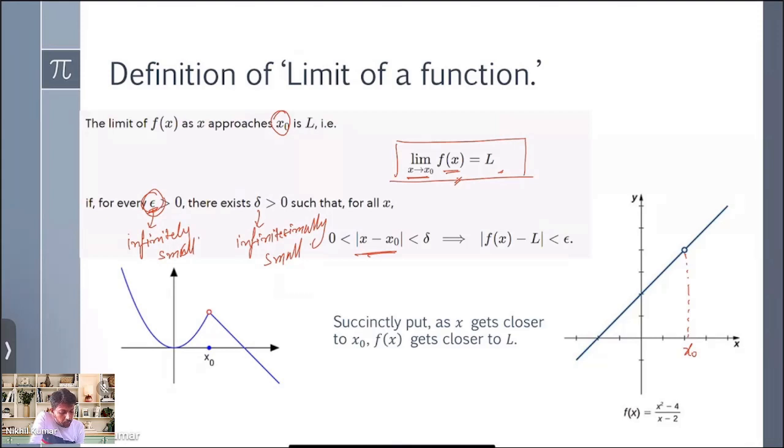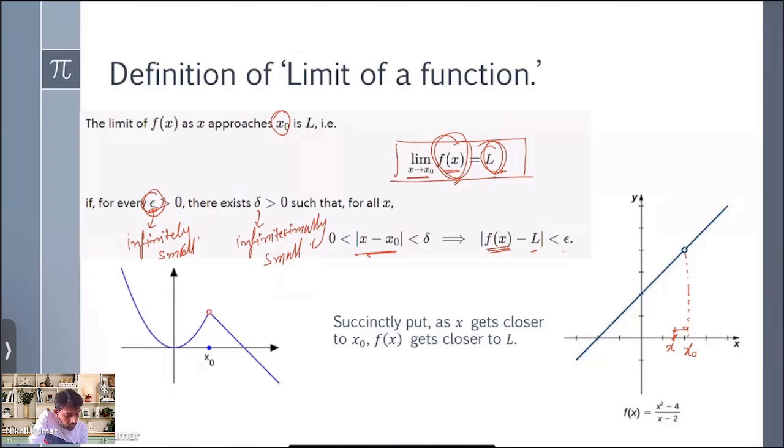If I'm currently here at x, and the distance between x and x naught is very small, but positive, of course, distance has to be positive, then the distance between f of x and the limit, that is the number L, is also very small. Only then we say that the limit of f of x is equal to L.